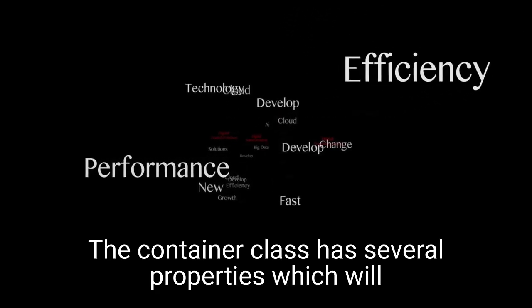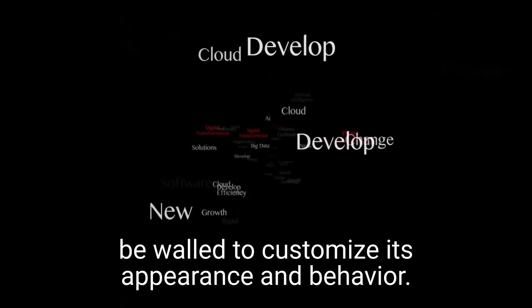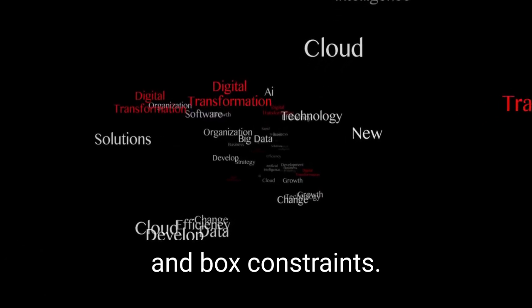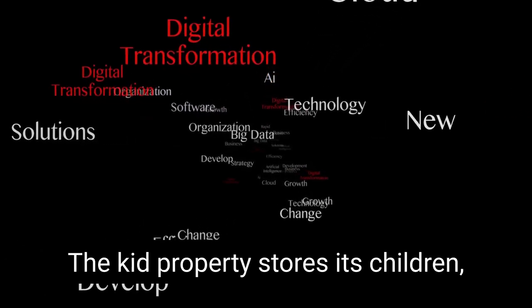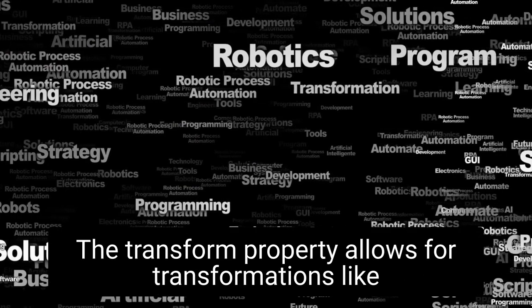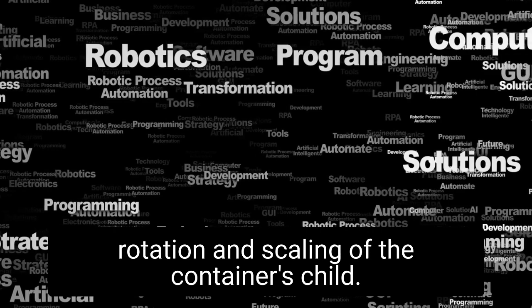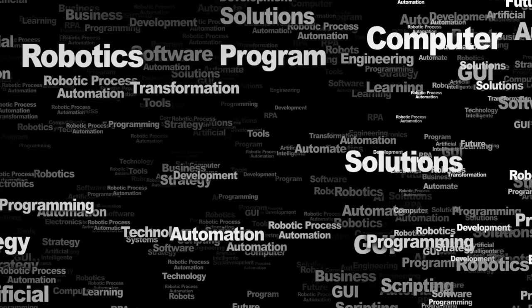The Container class has several properties which can be used to customize its appearance and behavior. These include alignment, padding, color, decoration, foreground decoration, width, height, and box constraints. The child property stores its children, which can be any widget. The transform property allows for transformations like rotation and scaling of the container's child.